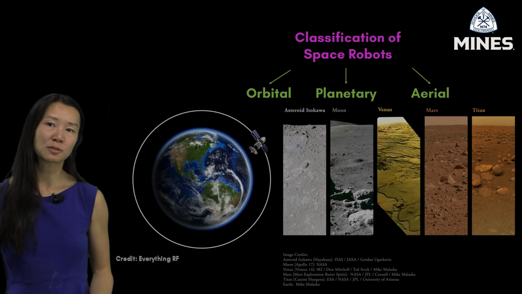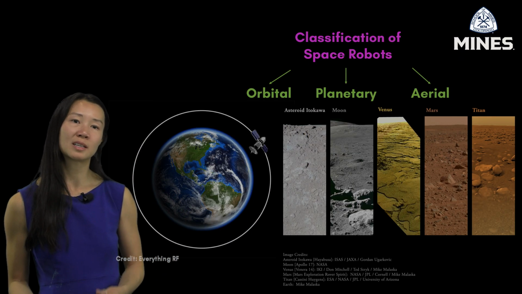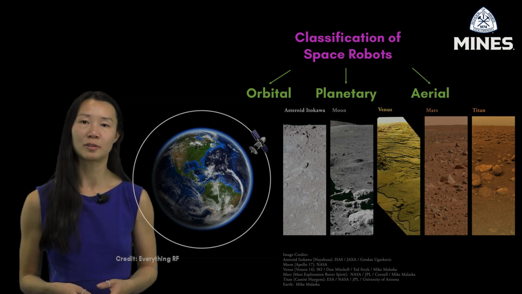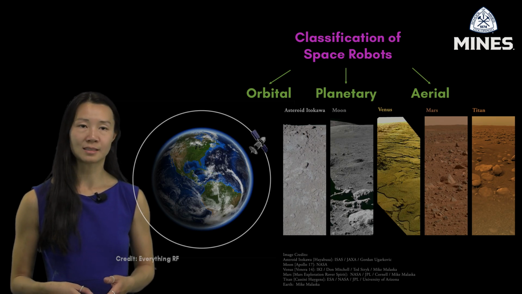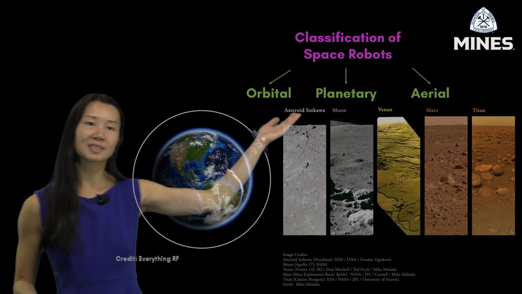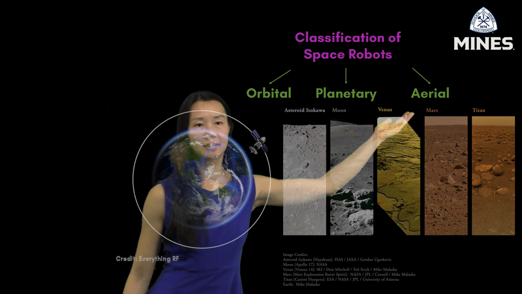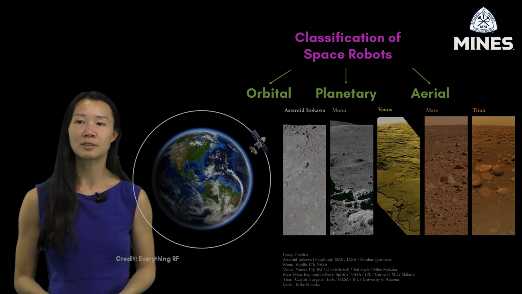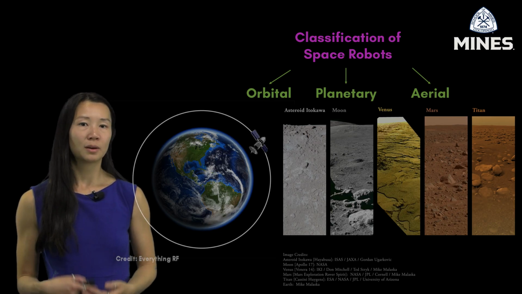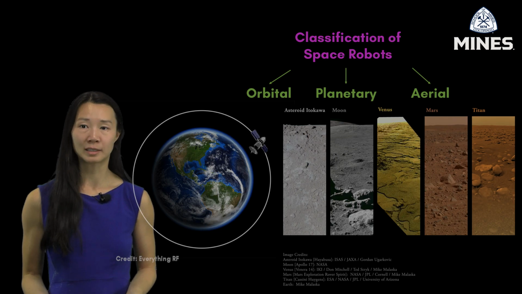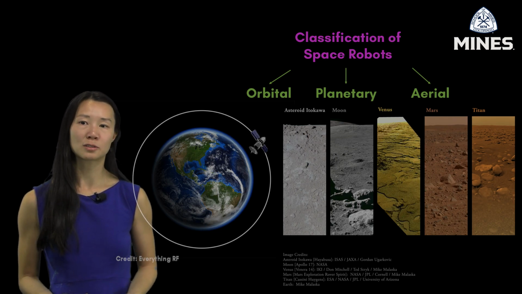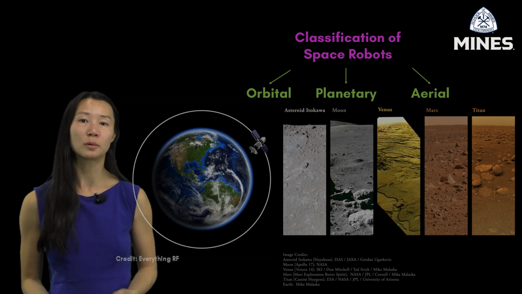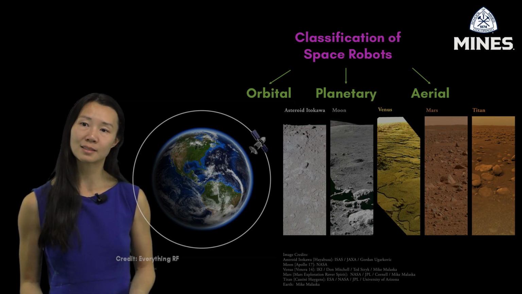Past defining what a space robot is, we can classify space robots into different classifications, like the kind of environment that they were designed for. Three major classes include orbital space robots, planetary space robots, and aerial space robots. Orbital space robots include robots that reside in microgravity environments, which includes orbits around our home planet Earth, but also orbits around other solar system bodies like Mars. These orbital space robots are called orbiters, or could also be called satellites.